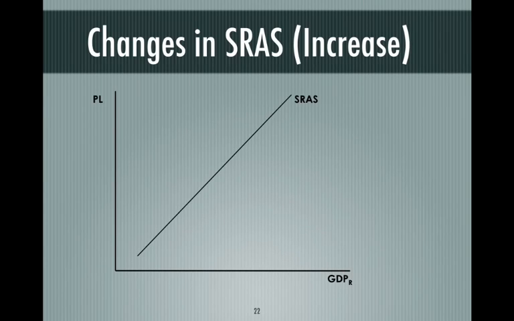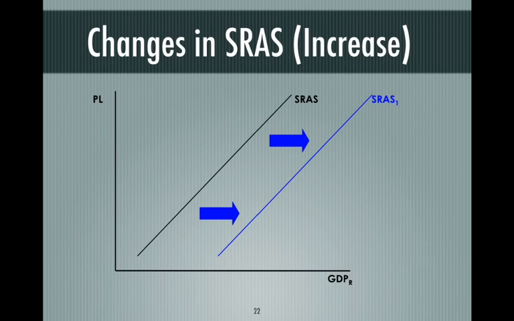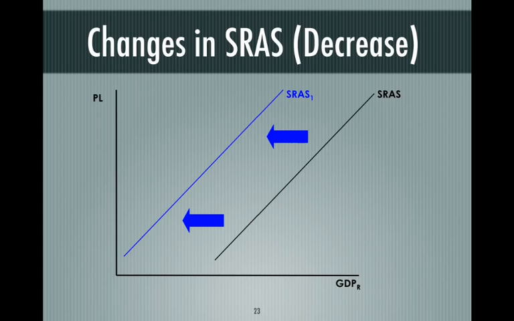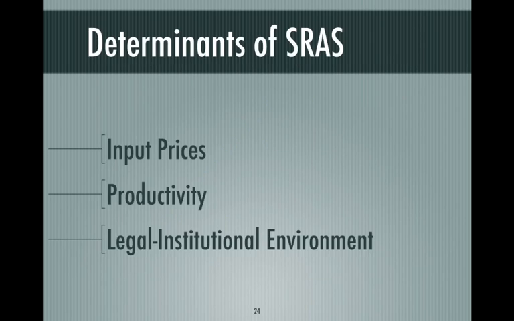So on slides 22 and 23, we're just going to real quickly go through what changes, both increases and decreases, look like. So for an increase, we're going to draw it going to the right. A decrease, on slide 23, we're going to draw it going to the left. Okay, and we've got 3 determinants for short-run aggregate supply: our input prices, the cost of our raw resources; our productivity, how hard we're working; and the legal institutional environment.